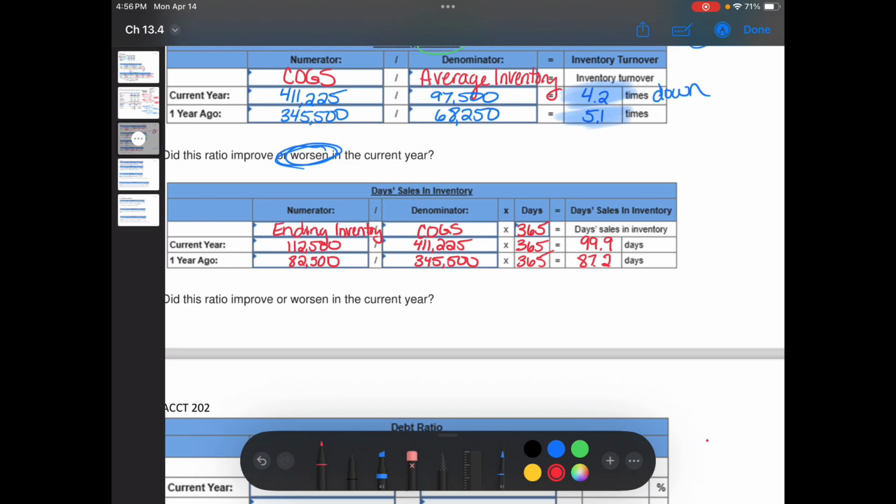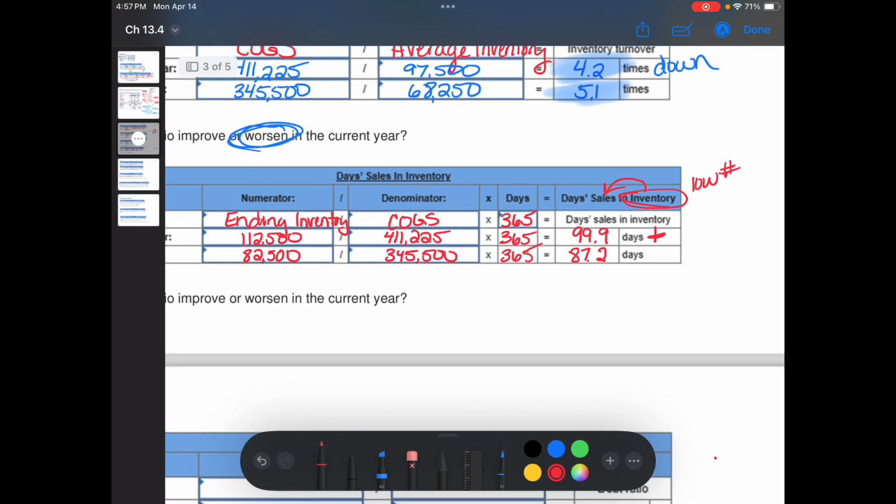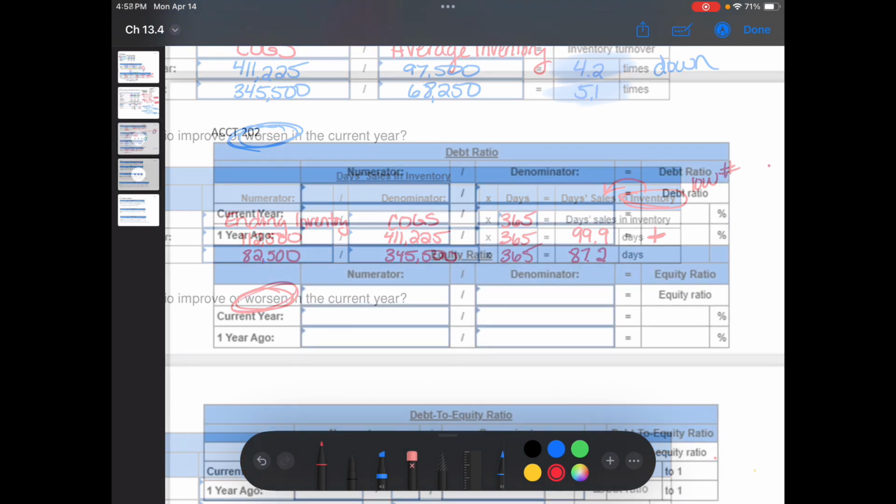We want our inventory that sits in the warehouse, because we don't want it there for very long, because what should it be? Inventory will become sales. So what we want is a low number here. So what happened is we see it go from 87 and it goes up. It increases. That's not good. It means it's sitting in our warehouse more now, more days. So this is definitely worsening.